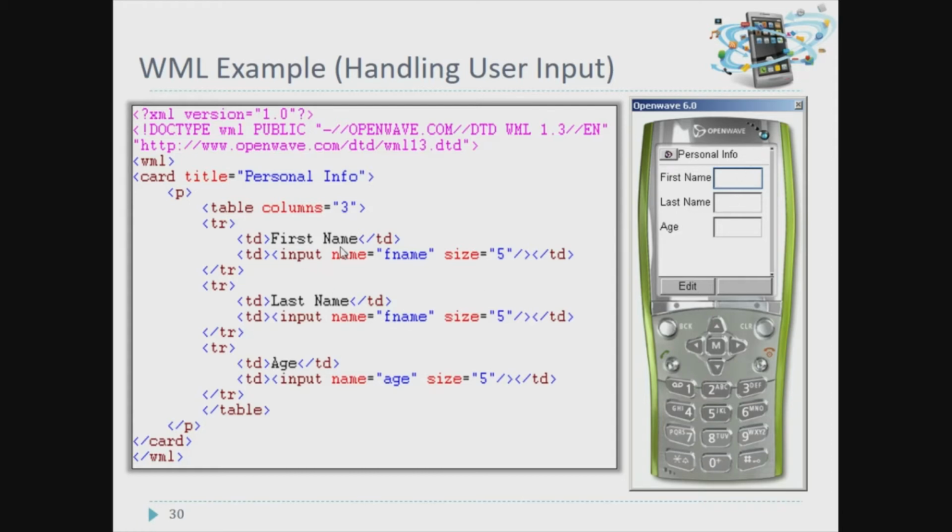Okay, so for this input you can set the size of the input box, and then in the next row we have last name and the next input box, and in the third row we have age and the input box. So we arrange the layout using the table. This one is quite similar to an HTML document if we want to arrange the layout of the interface.